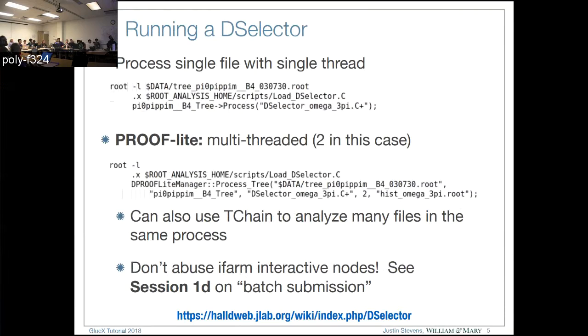And so you do the same step of loading the library, but then you can give it this process tree function, which processes this tree. You have to know the name of the tree and the code you want to use to process it, but then this 2 here tells you how many cores you want to use in processing. So that allows you to go through the tree much faster. You can also aggregate many trees together in something called a T-chain. This is where you basically combine a bunch of ROOT trees in real time, and you can process them all with one of these function calls.